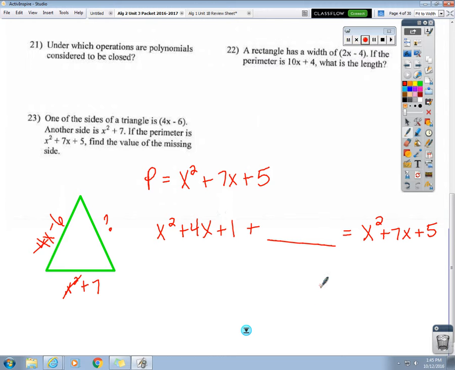Is everybody understanding what I'm doing? Okay, I added these two together. Those are the first two sides. But to find the perimeter of a triangle, I need to add all three sides. So I need to know what the two sides added together plus the missing side will total up to. Well, to get x squared to become x squared, what do you need to do? Leave it. It's already x squared. To get a 4x to become a 7x, you need to add 3x. And to get a 1 to become a 5, you need to add 4. So that means the missing side is 3x plus 4.